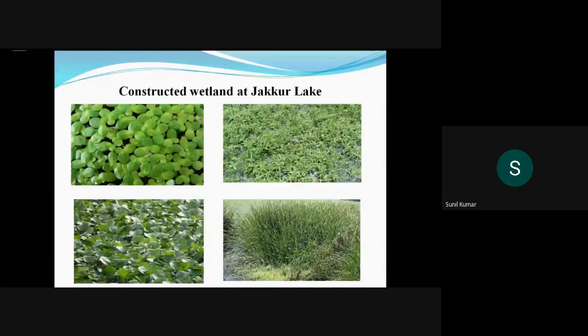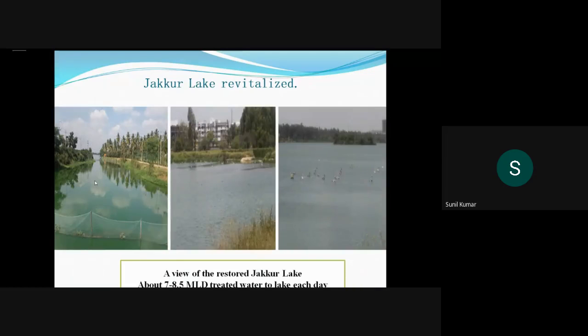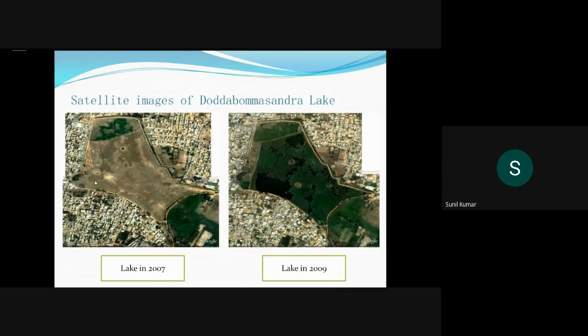Another classic study is the Jakkur, where these are the plants available in the Jakkur constructed wetland. So you can see the treated water quality. What they do here in Jakkur is they have a treatment plant. From the treatment plant, they discharge water to the constructed wetland. From the constructed wetland, it comes to the lake bed. So this is one plant we are rejuvenating in our Bangalore.